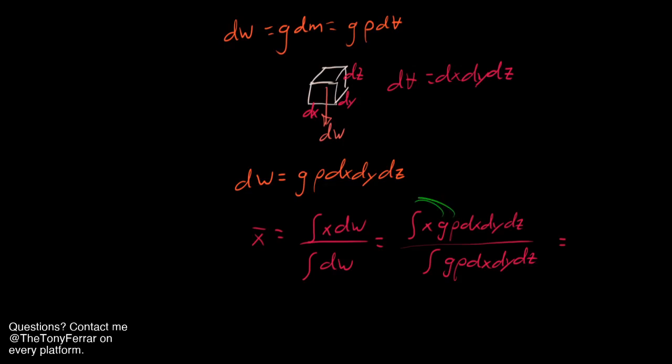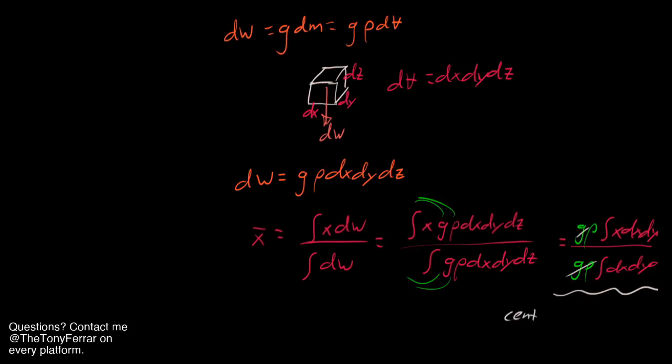In other words, we get to write g rho, and that'll happen on the bottom too, by the way, outside of the integral times the integral of x dx dy dz, and here's the integral of dx dy dz. And so, lo and behold, the g rho cancel out, and what you're left with is actually the mathematical definition of the centroid. So that's a really fancy way of saying that for a homogeneous object, the center of gravity is the centroid.